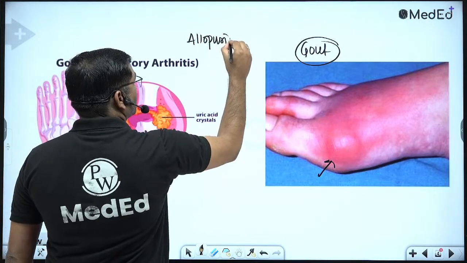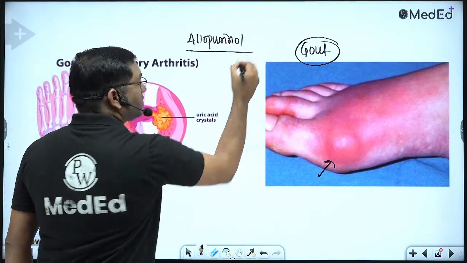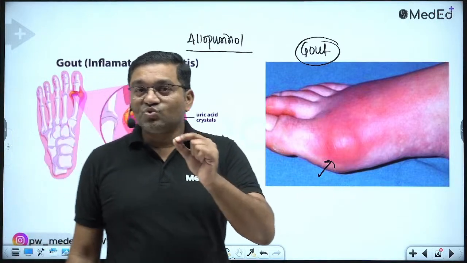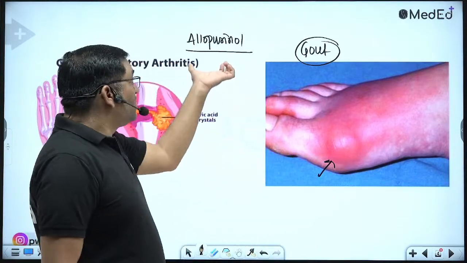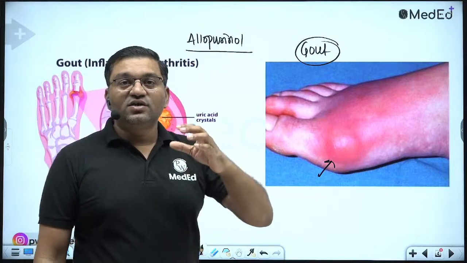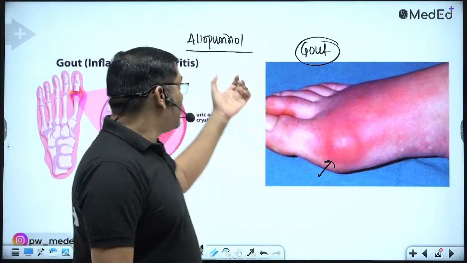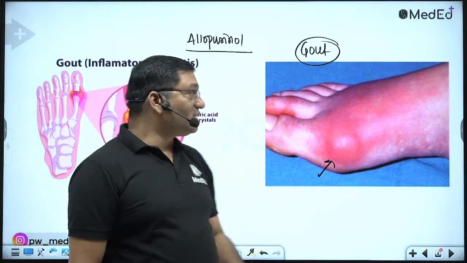Allopurinol is the drug which is given in the treatment. It acts by competitive as well as suicide inhibition. Allopurinol decreases the uric acid formation. It acts on the xanthine oxidase enzyme.